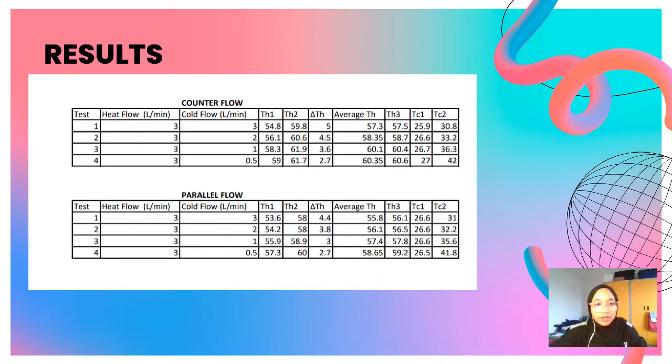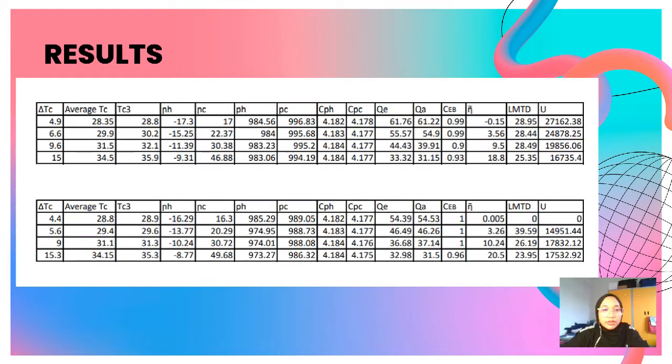From the experiment, we can get the data for counter flow and parallel flow. For tests 1, 2, 3 and 4, by using the same hot flow, which is 3, we can get the cold flow and all the data for the result. So this is also the data for the result from the experiment for the previous slide.